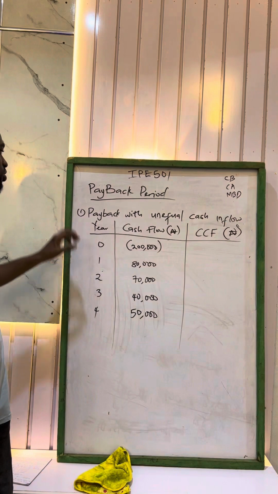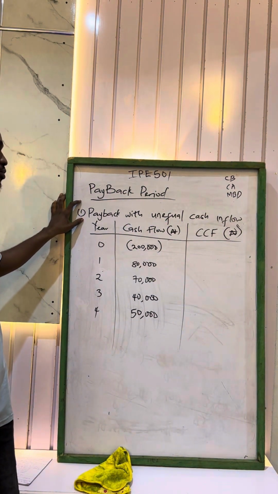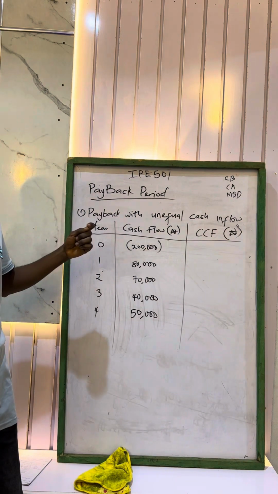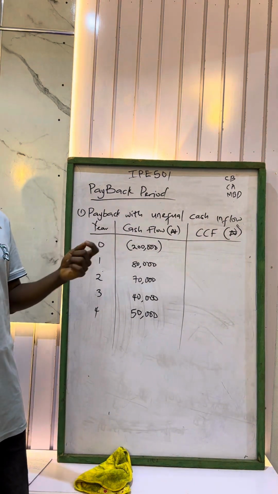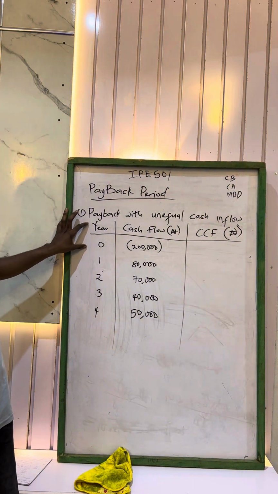So the second technique is the payback period with the unequal cash inflow. The other one we talked about, the cash flow was constant. You keep getting 20,000 naira every year. So for the unequal cash flow now, this is a table showing the cash inflow.